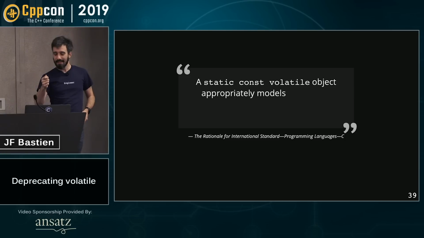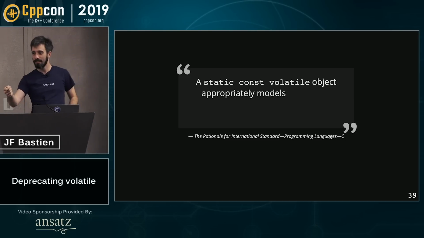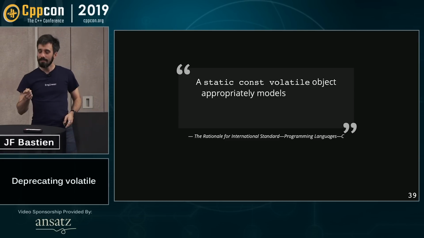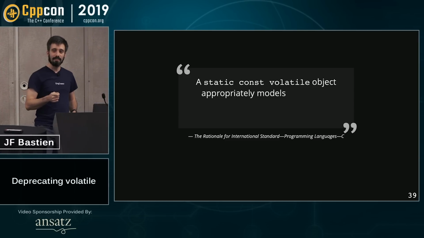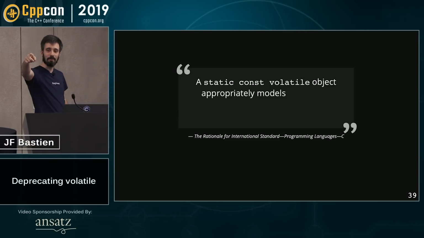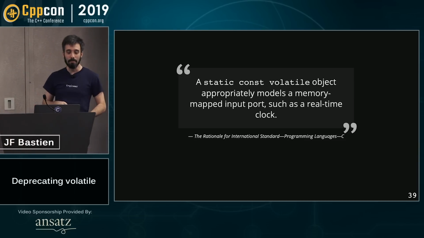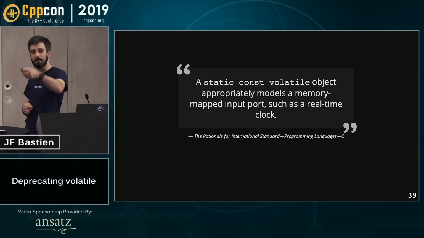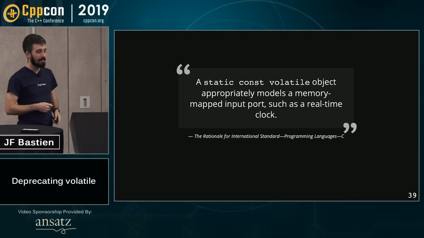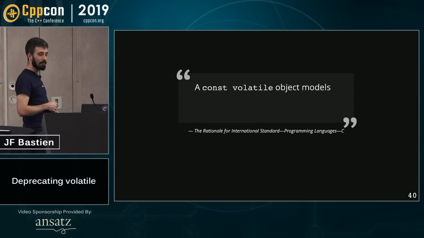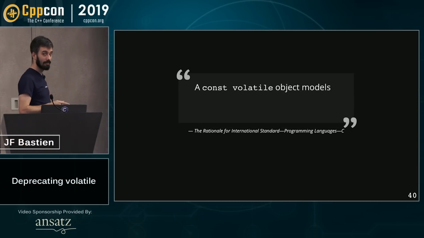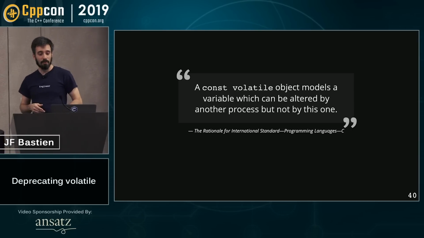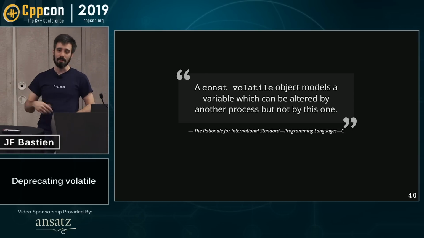A static const volatile object appropriately models what? Static const volatile. Stuff that changes constantly. Audio person. Yeah, a memory-mapped input port such as a real-time clock. Nice. Audio people know that. All right, so what does a const volatile object model? Nothing. Okay: variables which can be altered by another process, but not this one.